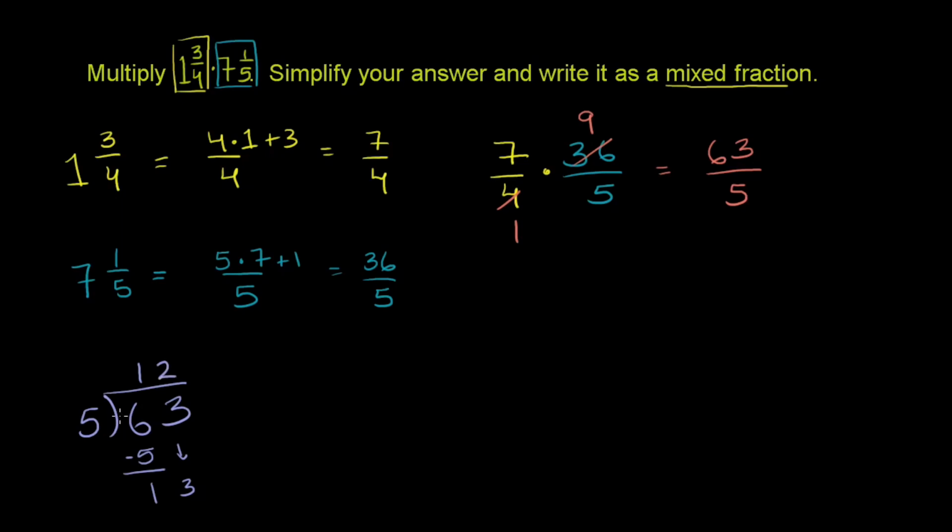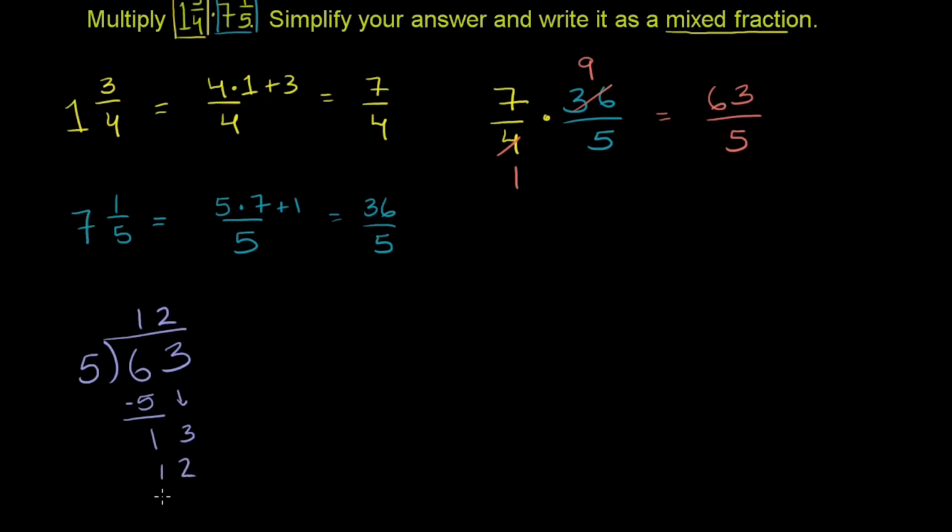You could have immediately said 5 goes into 63 12 times, but this way, at least to me, it's a little bit more obvious. And then 2 times 5 is 10. It tells you not to switch gears in the middle of a math problem. 2 times 5 is 10, and then you subtract, and you have a remainder of 3. So 63 fifths is the same thing as 12 wholes and 3 left over, or 3 fifths left over.